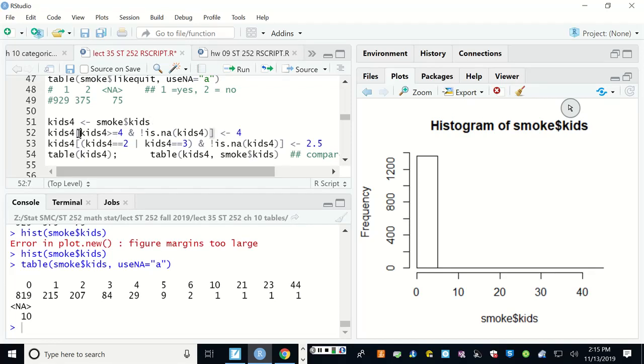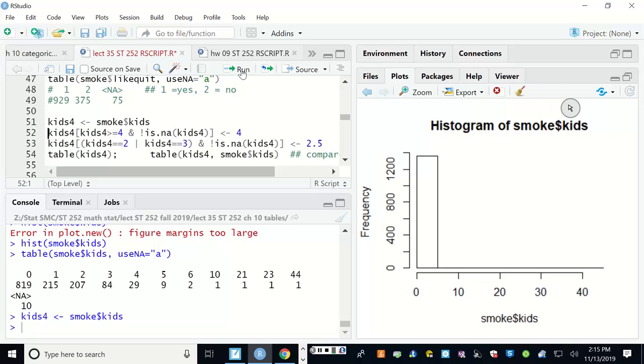So let's create a category that has 4 levels. I'm going to use 0, 1, 2 or 3, and then 4 or more. I'm going to copy over kids to a new variable called kids4. If it's greater than 4 and not missing. When there's missing values, it will make things happen funny. I'm not really aware of better ways to deal with this, but this says if it's greater than 4 and it's not missing, I'll call it 4. I think in every statistical software, there's an issue of how it handles missing values and what you do about it.